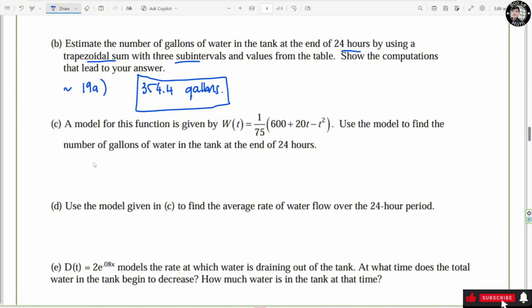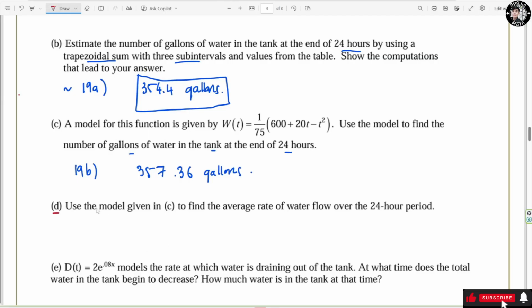Now question C. A model for this function is given by W(t) equals 1/75 times (600 plus 20t minus t squared). Use the model to find the number of gallons of water in the tank at the end of 24 hours. Question C is similar to question 19b. I'm going to leave this one for you to practice. The answer should be 357.36 gallons.